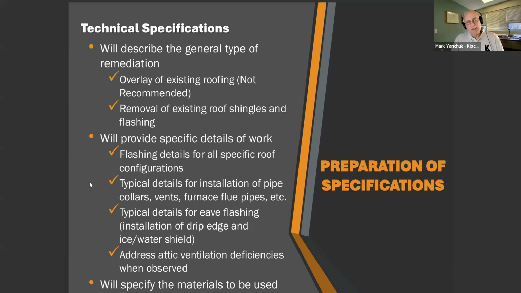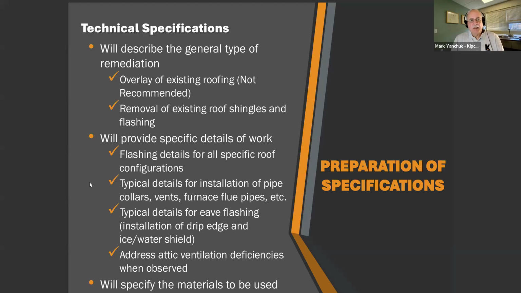So after the roof evaluation is done, if you need it, or if you're going straight to specifications, then the specifications will be prepared. There are two types of roof specifications. One is for an overlay of an existing roof. This is highly not recommended. And then there is the complete removal of the existing roofing system, right down to the sheathing, removing all the shingles and flashings and accessories and replacing them with new.